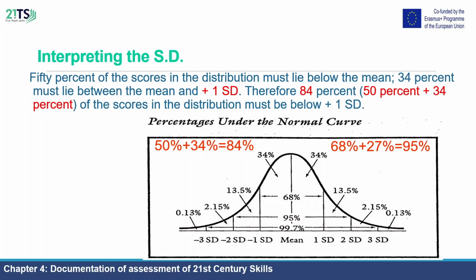How do we interpret the standard deviation? 50% of the scores in the distribution must lie below the mean. 34% must lie between the mean and one standard deviation.